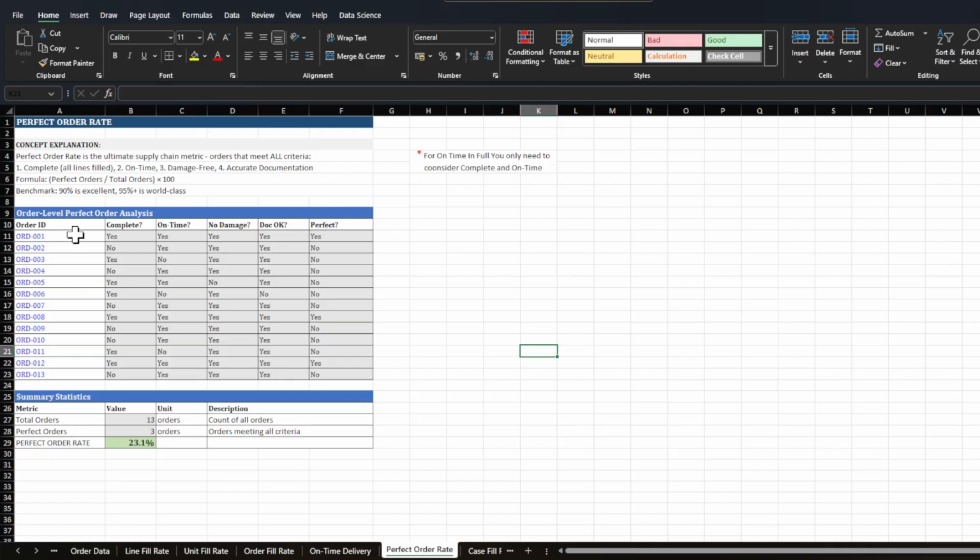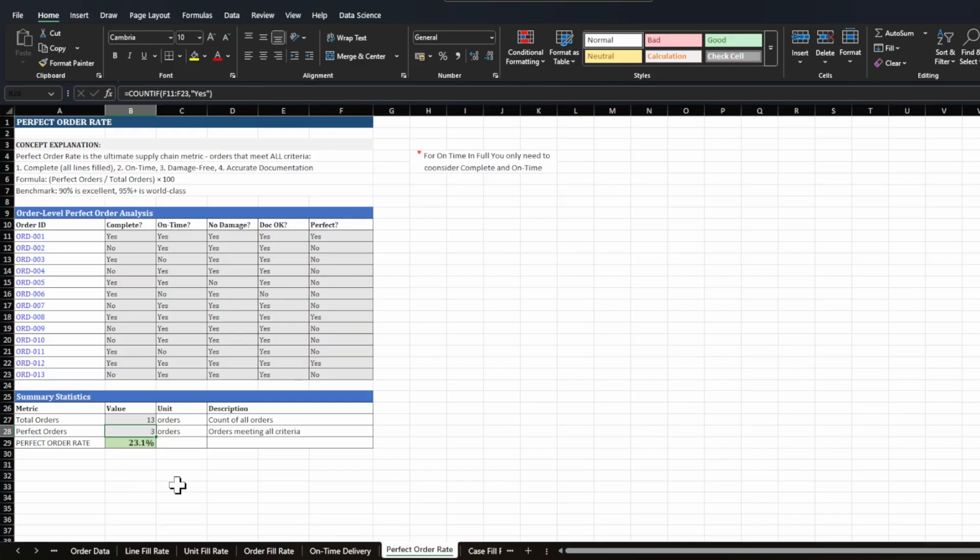So here we will have the order list, and then whether this is complete in terms of quantity, whether it was on time or not, whether damage was there or not, and whether the documents were okay or not. If everything is yes, then it is a perfect order. And if even one thing is no, then it's not a perfect order. So what are we going to check? We are going to check this particular matrix: how many orders are there, which are 13. And out of these 13, how many are yes, which are 3 only. And then we just need to divide 3 by 13, which is 23.1%. That is our perfect order rate.